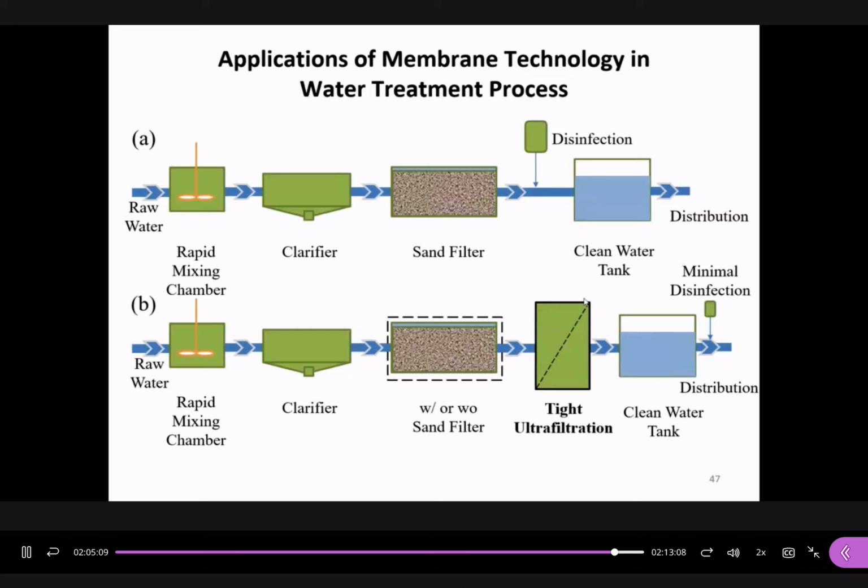One is membrane modules, and the other is sand. Sand particles are cheap. But with membranes you get higher reliability and higher water quality. And you can use less disinfectant, which will be introduced in the coming lecture about disinfection. This is one example where membrane can be used to get higher water quality, to upgrade conventional water treatment.